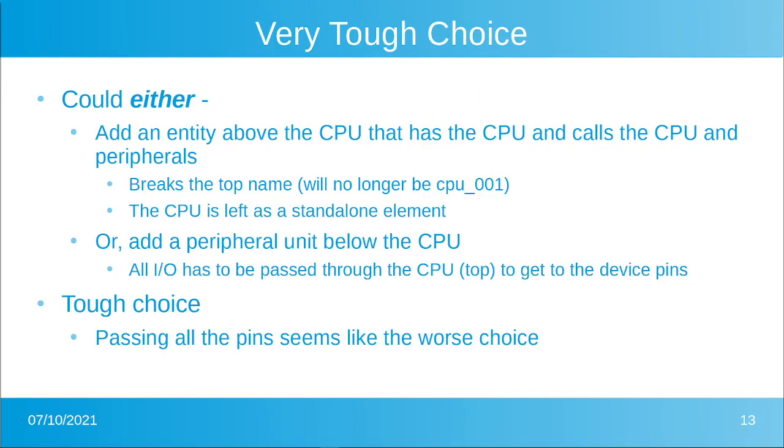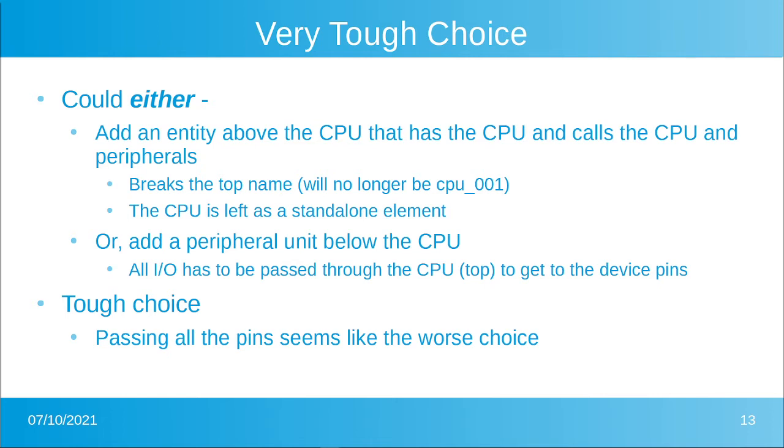Now, at this point, I was faced with an extremely tough choice because the number of peripherals is going to quickly escalate. The choice was whether to add an entity above the CPU that has the CPU and peripherals. That would break the top name. That's the thing I didn't like about it. The top will no longer be called CPU 001. But the big, huge advantage is the CPU is left as a standalone element. It's down to a very simple interface.